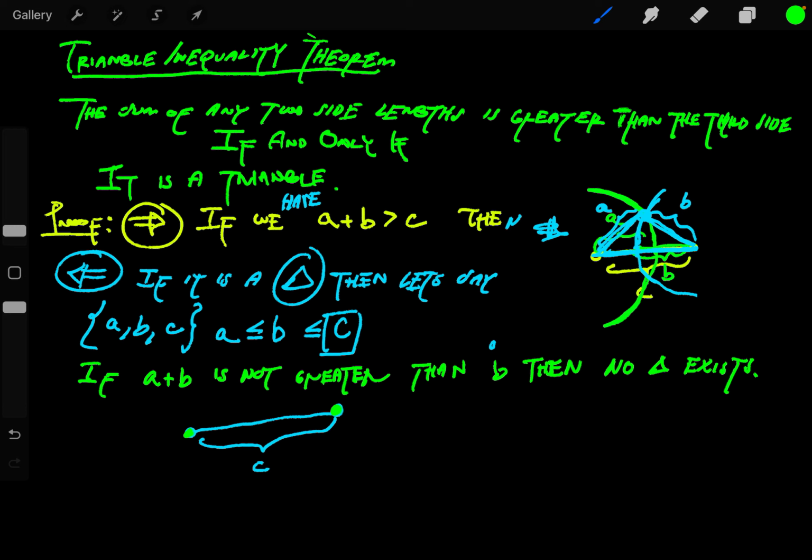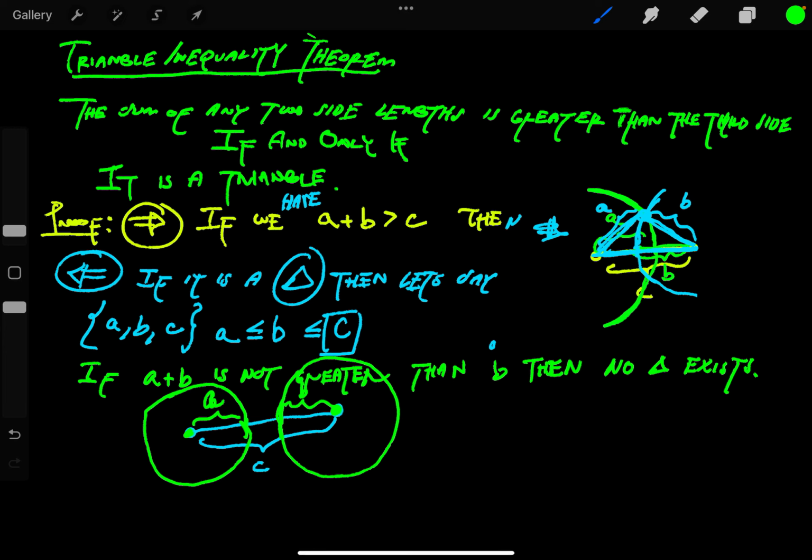But you should see this as being the case. If it's not greater than, then this length would be A, and then this length would be B, and you should see that A plus B won't be greater than C. If I draw all the possible triangles, a circle around A and a circle around B, they'll never intersect, so no triangle can exist, and you're done.